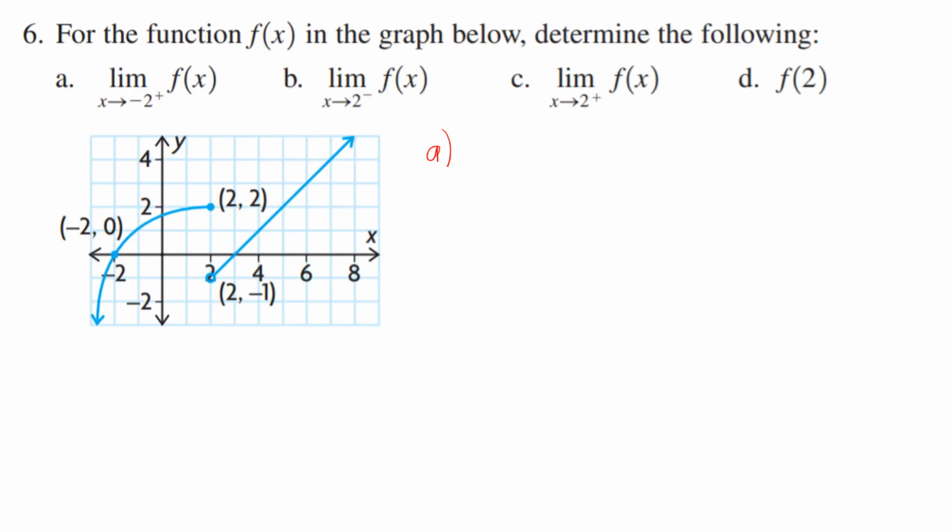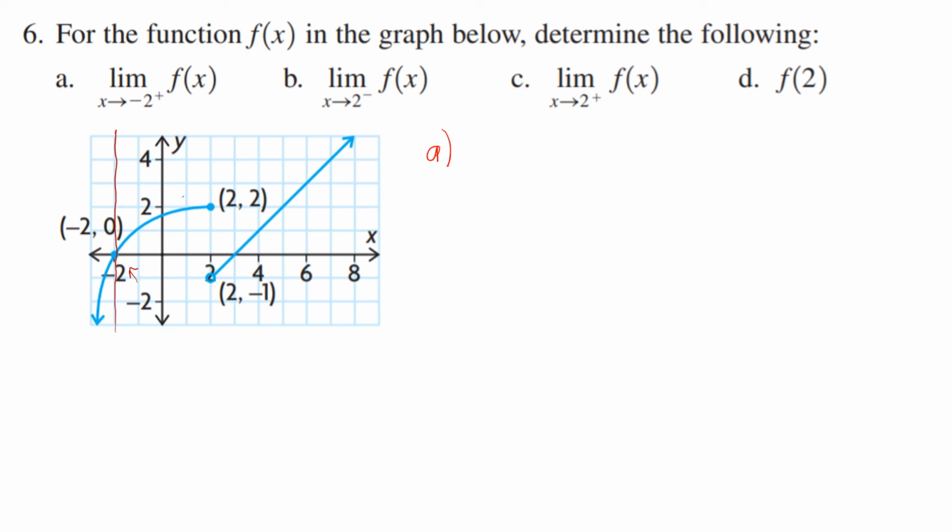For this question, it's asking for the function f(x), which is given in the graph, to determine the following. The first thing is the limit as x approaches -2 from the right side. What I like to do in this question is, if you have a graph and it's saying x approaches -2, I just draw a line at x = -2, which is right over here, and see what I'm passing through. Right now I can see I'm passing through the dot (-2, 0).